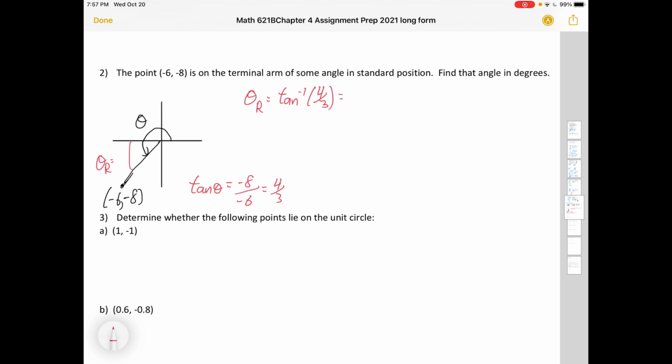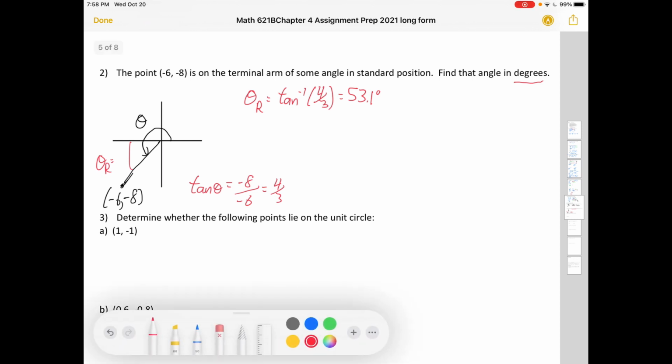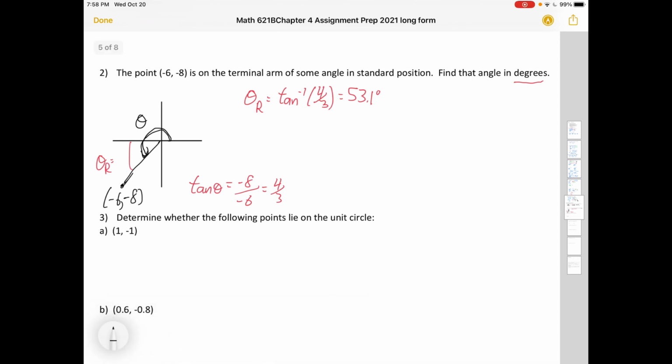If you throw that into your calculator, you'll get 53.1 degrees. If you don't get 53.1 degrees, you might have forgotten to use inverse tan, or more likely, you might be in radian mode. This question asks for degrees, so make sure you're in degree mode. Once we know that, that means the full angle here must be 180 plus 53.1 degrees, which I'm just going to give to 3 sig figs, but you can give more if you want, or 233 degrees.